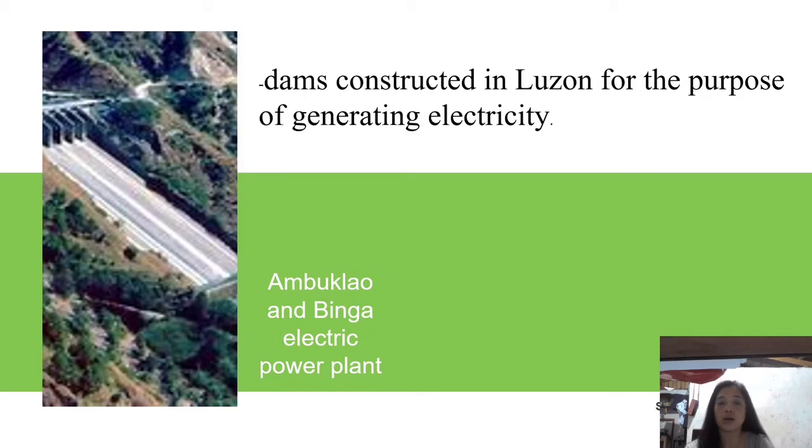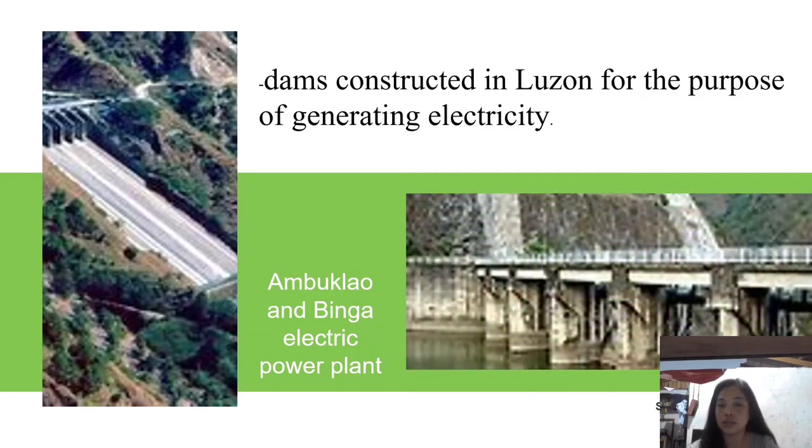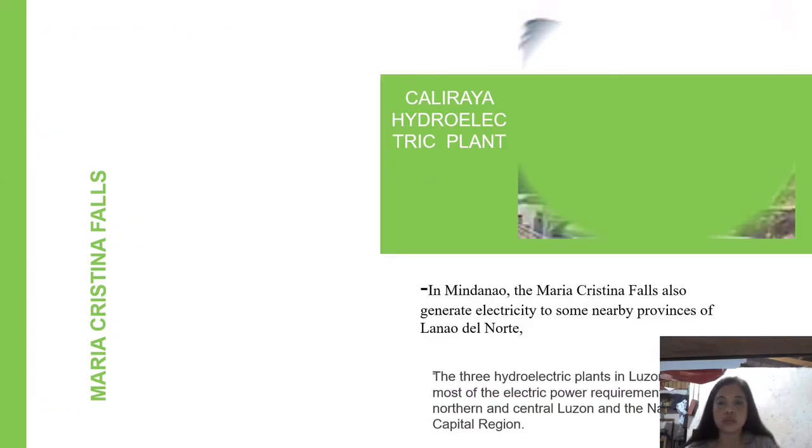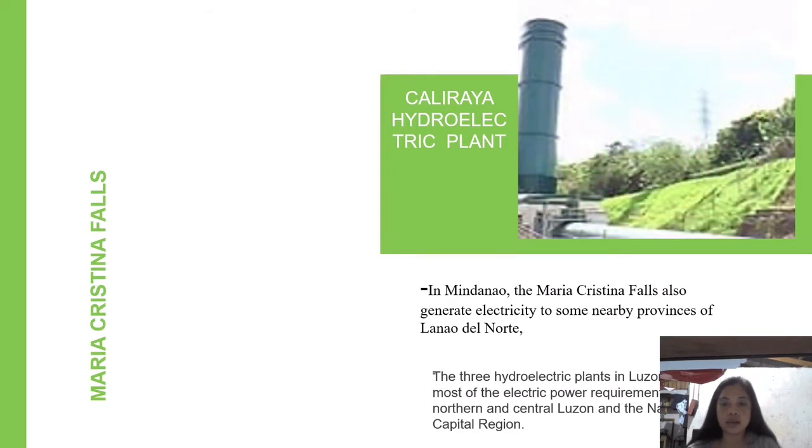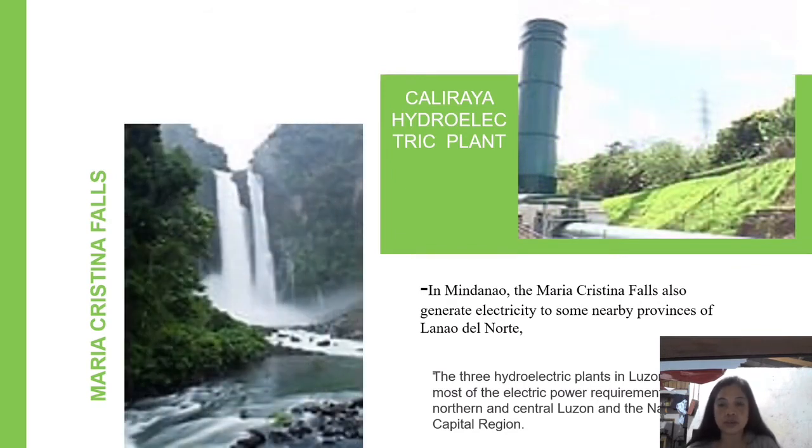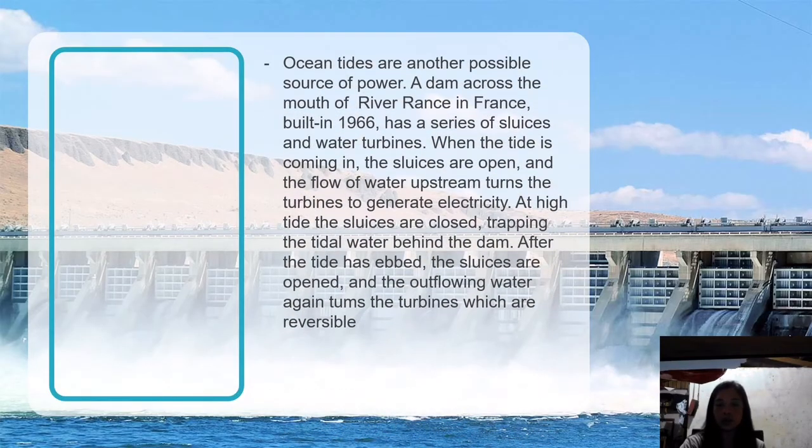The Bukalao electric power plant is one of the dams constructed in Luzon for the purpose of generating electricity, and another one is Binga Hydroelectric. Next one is the Caliraya Hydroelectric Plant and the Maria Cristina Falls. In Mindanao, the Maria Cristina Falls also generate electricity for some nearby provinces of Lanao del Norte. The three hydroelectric plants in Luzon supply most of the electric power requirements of northern and central Luzon and the National Capital Region. Ocean tides are another possible source of power.